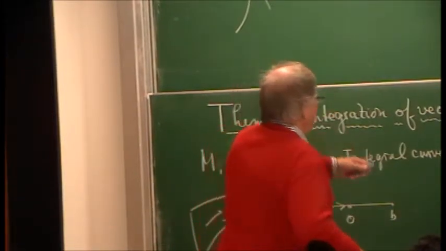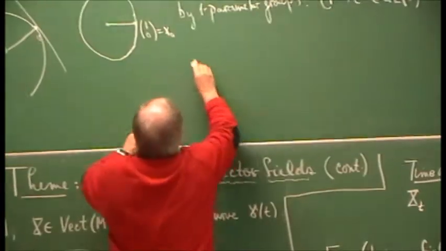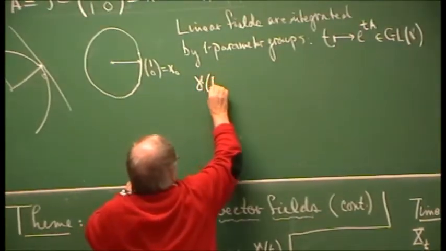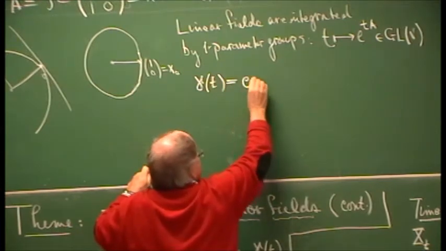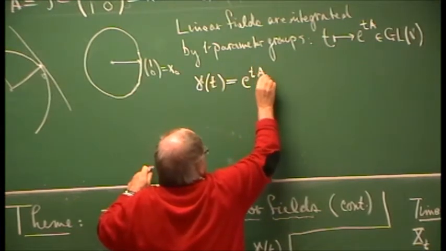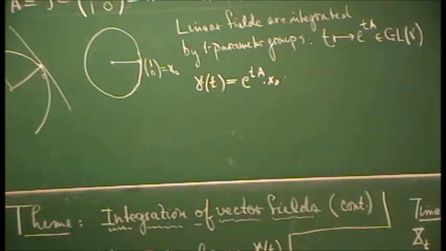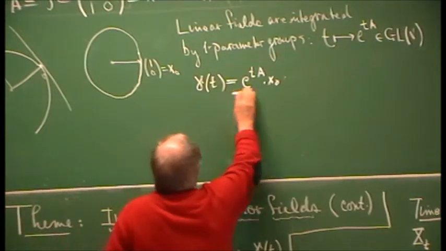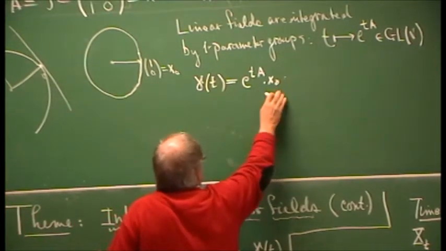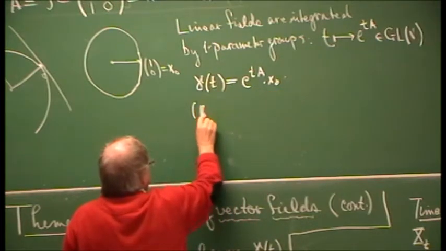Here the group is not so hidden. The group is just this one-parameter group e to the tA. So the integral curves, gamma of t, are simply e to the tA times the base point x0. So you obtain the solution to the ODE by an R action.